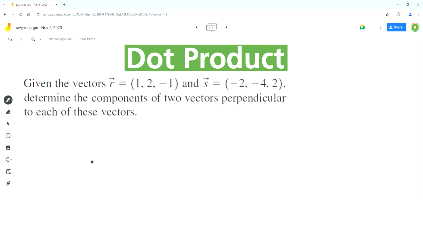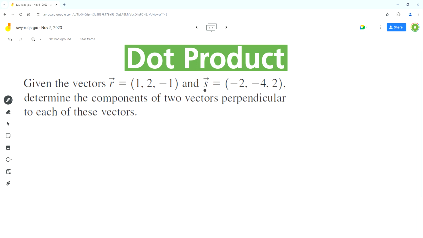So in this video, we'll solve this problem using the concepts of dot product. As per the problem, given the vectors r and s, determine the components of two vectors perpendicular to each of these vectors. Now this is a tricky problem.